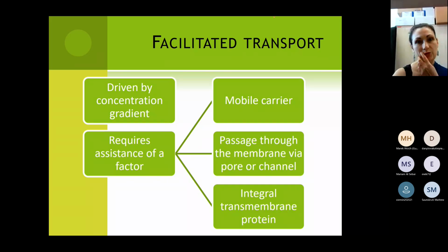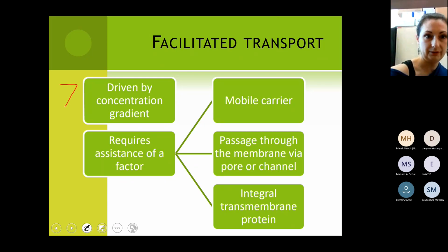Now we are going to move to facilitated transport. It's very important to keep in mind that, even if it is facilitated, it goes along the concentration gradient, not against it. This is very important to remember. The force is still the same, the concentration gradient. However, because of the chemical nature of the substance to be diffused, it requires some assistance, some help.